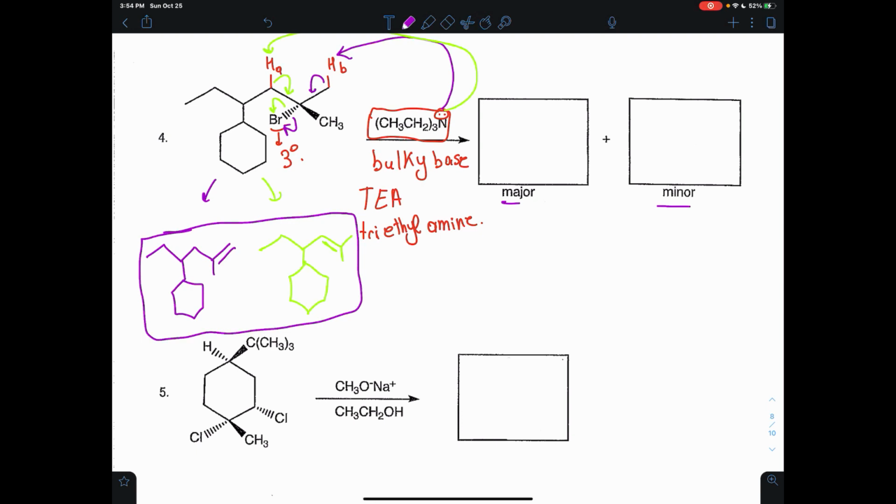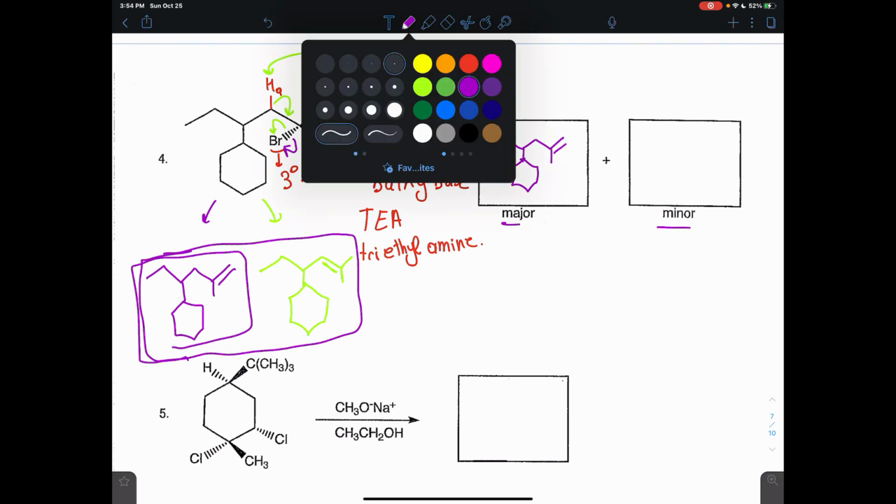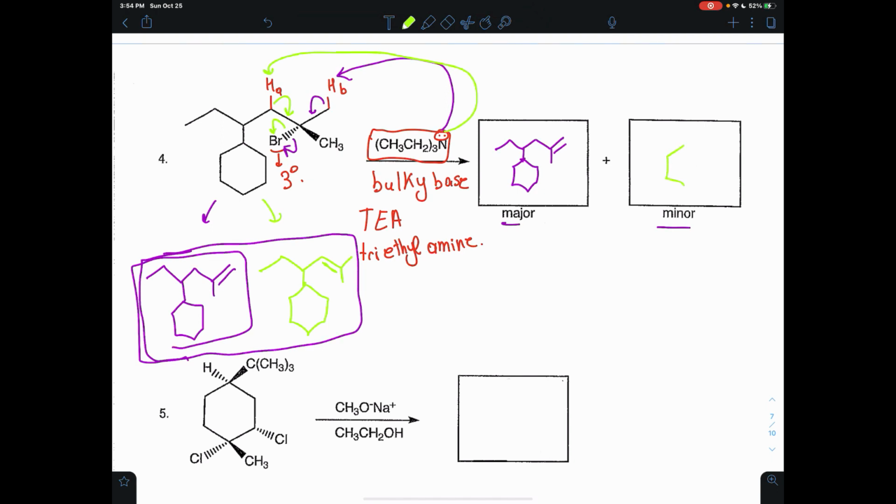So as I mentioned before, because this is a bulky base, this is triethylamine, what's gonna happen is the bulky base is gonna wanna grab the hydrogen B, and then you're gonna end up with this as your major product because this one is the less substituted. So you're gonna end up with something like that. And then your minor is gonna be the green one, which is the more substituted one.